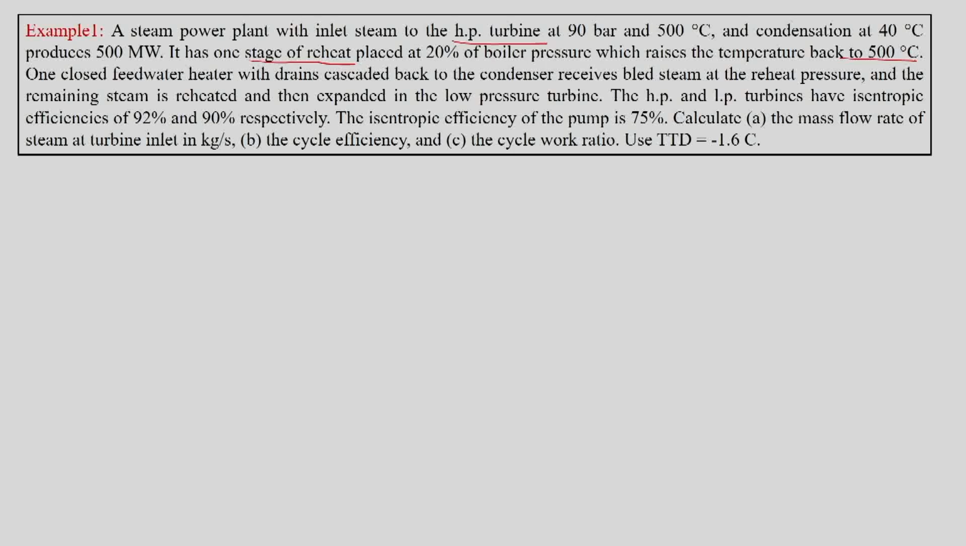One closed feed water heater with drains cascaded backward. So we have one feed water heater, draining cascaded backward towards the condenser, which receives bleed steam at reheat pressure. The reheat pressure we know is 20% of boiler pressure, and the remaining steam is reheated and then expanded in the low pressure turbine. HP and LP turbines have isentropic efficiencies of 92% and 90% respectively. The isentropic efficiency of the pump is 75%, and we have to find the mass flow rate of steam at the inlet, cycle efficiency and cycle work ratio.